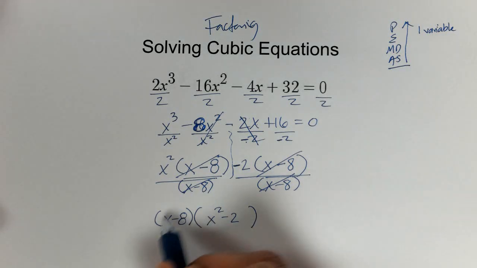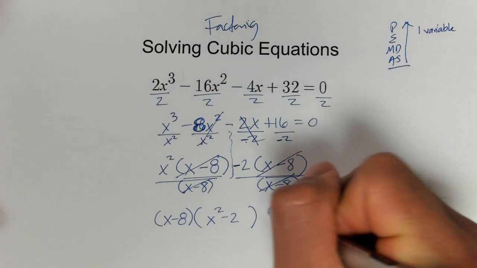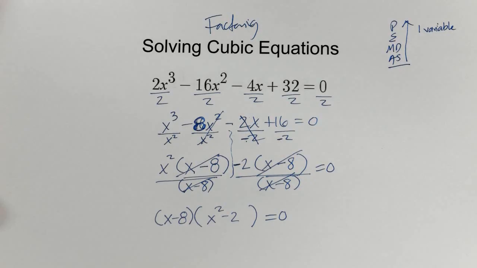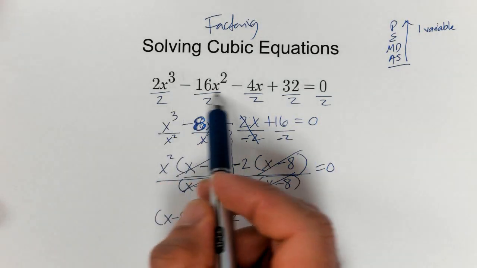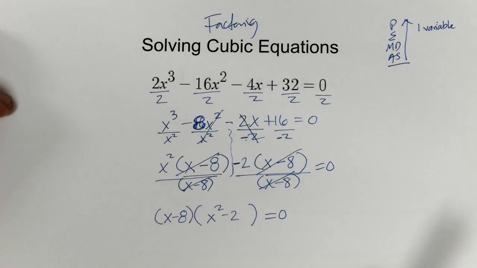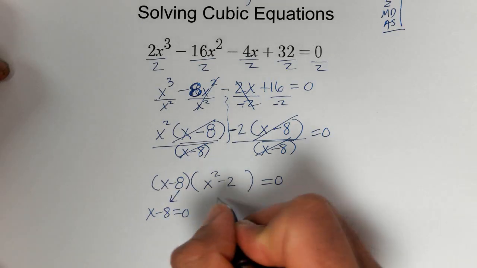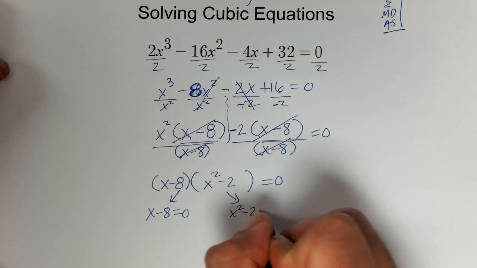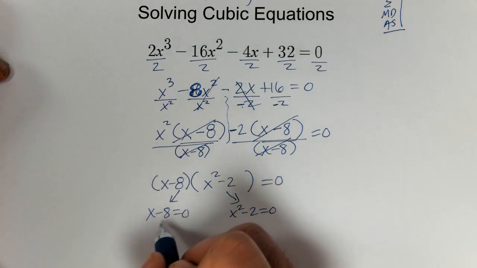If I wanted to do FOIL, first, outer, inner, and all of that, I will get back to the beginning, right? And this is still an equation. This equation still equals 0, which means we still want to solve for x. But now that I've separated all of these four terms into two products, two factors, I can set them each equal to 0. Here I have a linear polynomial, and I just have to solve for x.